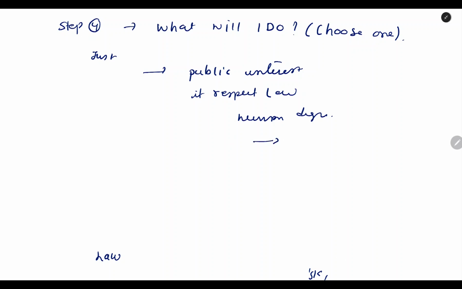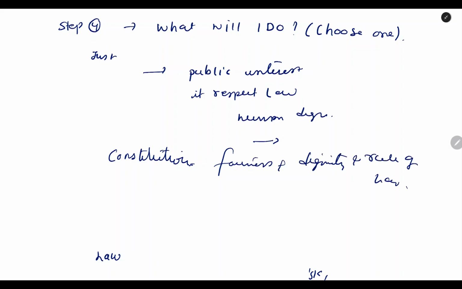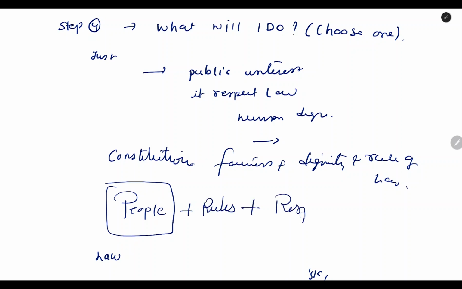You don't need any big quotes. Our constitution is equal to fairness plus dignity plus rule of law. I hope you are getting my point. So the number 1 formula is, people plus rule plus responsibility is equal to balanced decision. The exam golden rule is, yes, this person can be an officer. You will score well. So this should be the logical flow: people plus rules plus responsibilities equals balanced decision. So option 3 suits your answer the best.